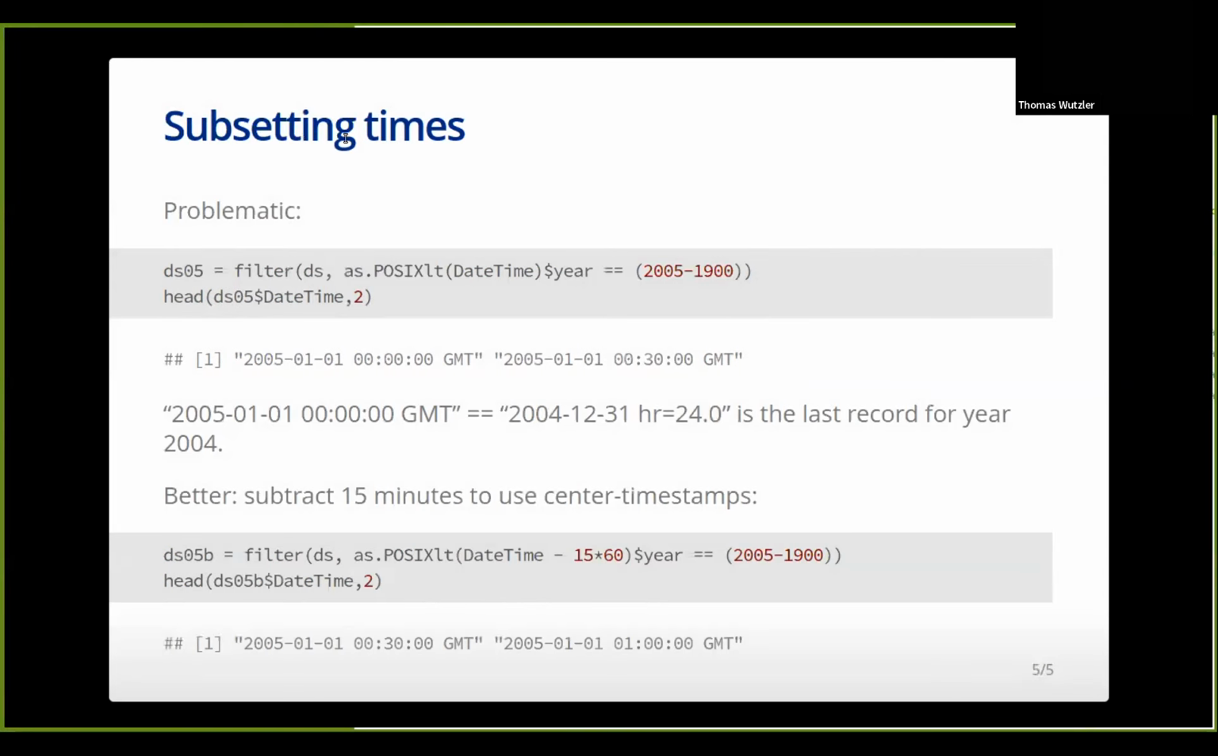But now what happens if I subset the data? The programmatic approach is I extract the year out of my datetime column, and I compare if it's 2005. And because the POSIX datetime year delivers the years after 1900, I have to subtract this. And then this actually filters for all the timestamps in 2005. But what we actually get is that the first timestamp is in 2005, January 1st, midnight. And for R, this is 2005, but in REddyProc end of period convention, this is the last time step in the year 2004, because it ends at New Year's Eve.